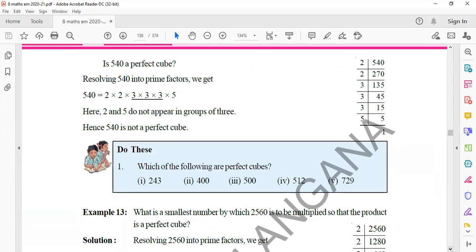Then the question is: is 540 a perfect cube or not? To check whether it is a perfect cube or not, you take the number and do LCM. It is a perfect cube only if you get groups of 3. Then you take 540 LCM, and they got this. Because 3 pairs we have, 3 into 3, so 3 comes out. But 2 and 5 do not have a same kind of group of 3. At least if instead of 5 you have 2, you can take it out, but they do not appear in a group of 3. Therefore, 540 is not a perfect cube.